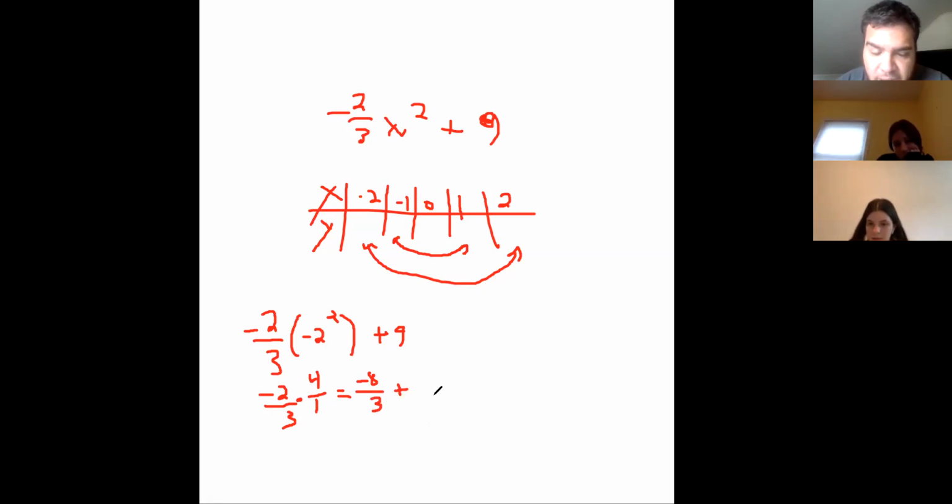Now we're going to add the 9, but the issue is 9/1 does not have the same denominator. So what can we do with the 1 to make it match? Either one of you could answer. You do times 3. Good. So when you times 3 on the bottom, you times 3 on the top. Over here, -8/3 is okay because it's already where it wants to be. 9 times 3 ends up being 27/3.